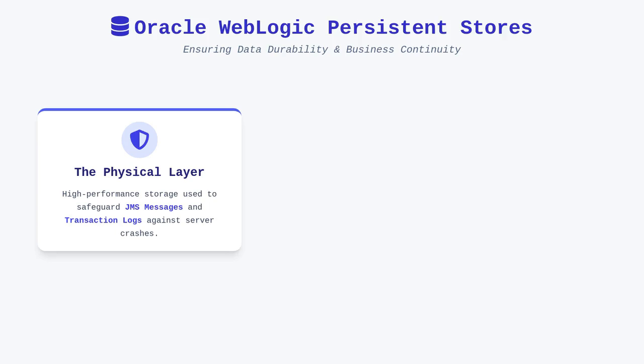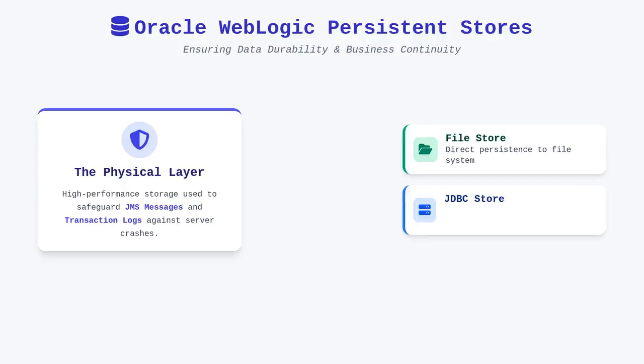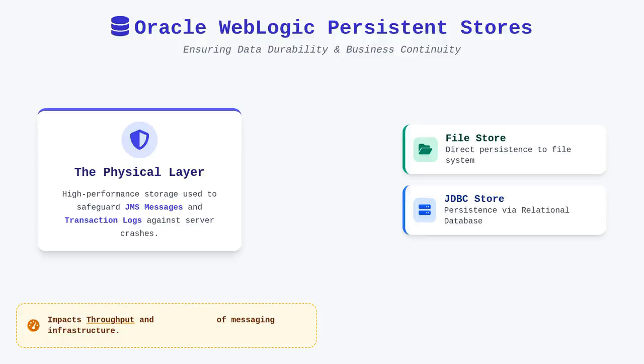A persistent store is a built-in, high-performance storage solution that allows a WebLogic Server instance to persist data to the file system or a relational database. Choosing between a file store and a JDBC store is one of the most fundamental architectural decisions you will make as an administrator, as it directly impacts both the throughput and the reliability of your messaging infrastructure.